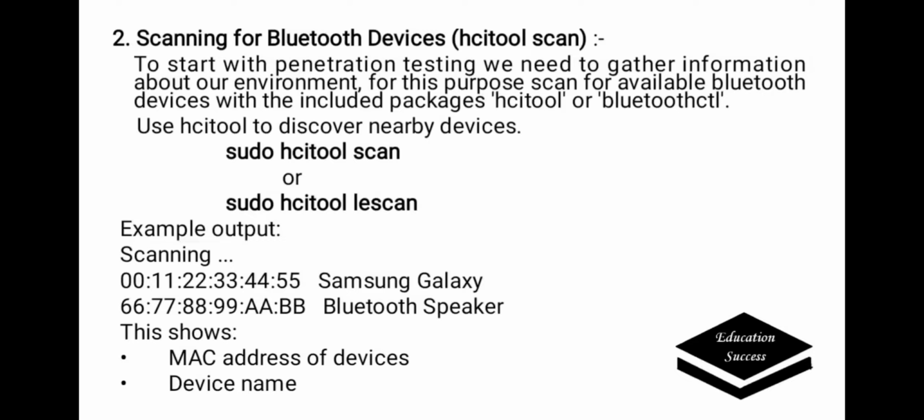I am representing a sample output here. Suppose for example my Bluetooth is on for a Samsung Galaxy mobile, or my Bluetooth speaker is on. It will show me the MAC addresses and names of my Bluetooth devices. Example: 00:11:22:33:44:55 is the Bluetooth MAC address of my Samsung Galaxy phone. Next example: 66:77:88:99:AA:BB is the MAC address of my Bluetooth speaker. When we scan, it shows two things: the MAC address of the device and the device name.